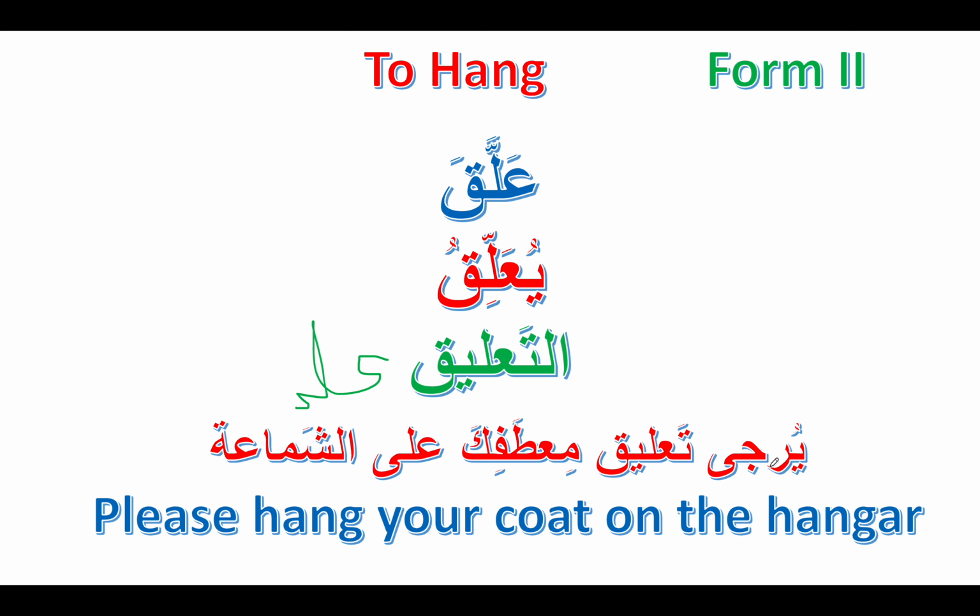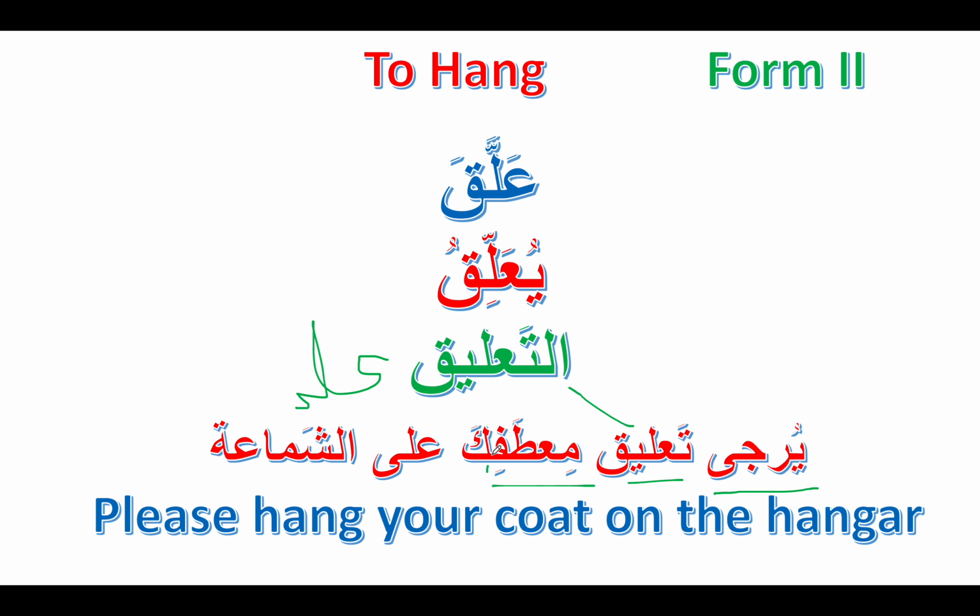يرجى تعليق معطفك على الشماعة. Please hang your coat on the hanger. So, if you want to say please in like a formal request way, you can use يرجى and then the masdar of the verb. So, please hang your coat, يرجى, please, and then hang your coat, تعليق. So, masdar here, this is an إضافة construction as well, hanging of your coat. تعليق معطفك. So, معطف is a coat.